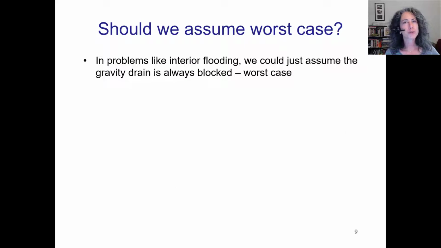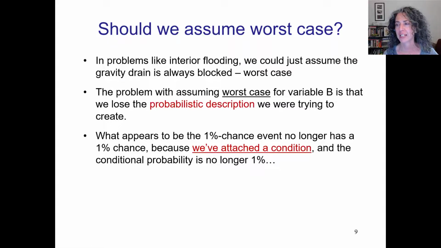So one way to approach this problem might be to assume worst case. In problems like the interior flooding problem, we could just assume that the gravity drain is always blocked, a worst case situation. That would make the problem a lot simpler to evaluate, and it's conservative. But what happens if we assume a worst case? Well, the problem is that we mess up the probabilistic description.